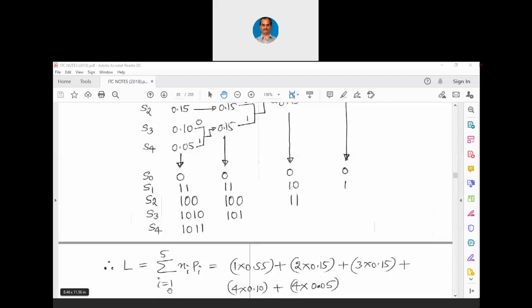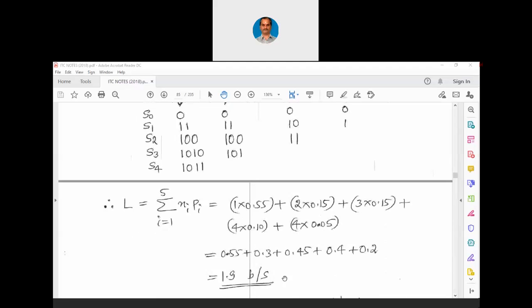Let us find out L. L is the summation of i equals 1 to 5 of Ni into Pi. 1 into 0.55 for the first one, 2 into 0.15 for the second one, 3 into 0.1 for the third one, and the last two are 4 into 0.10 and 4 into 0.05. We get 1.9 bits per symbol.